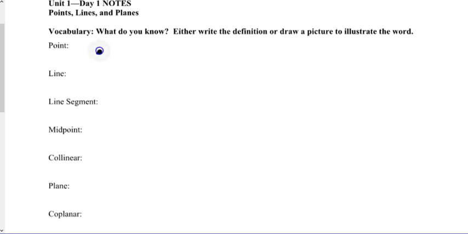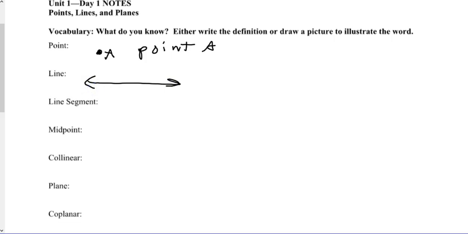We usually use a dot and we put a capital letter next to it. That is point A. Okay? And it's just a specific location somewhere in space. A line.